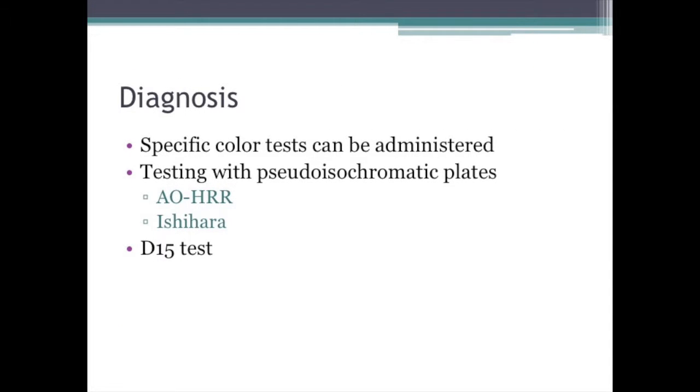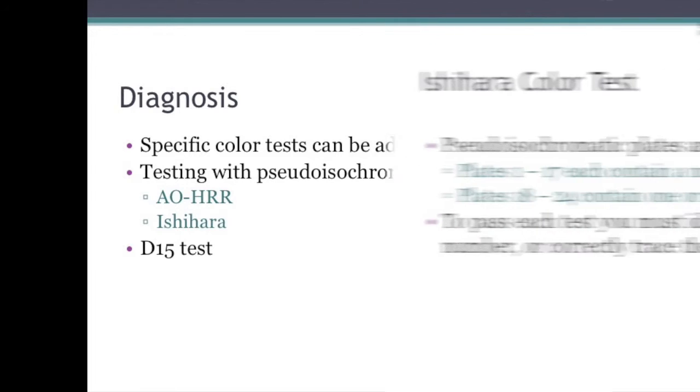So, how do you get diagnosed? Well, specific color tests can be administered. Testing with pseudo-isochromatic plates is common. For this, there is the AOHRR, or the Hardy-Rand-Riddler test, and the Ishihara test. Another type of testing is the D15 test.